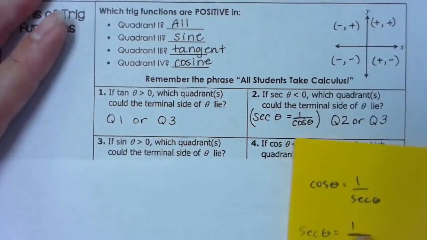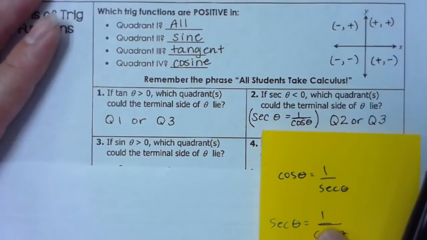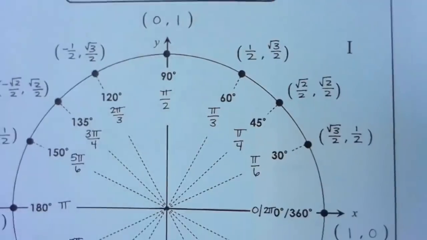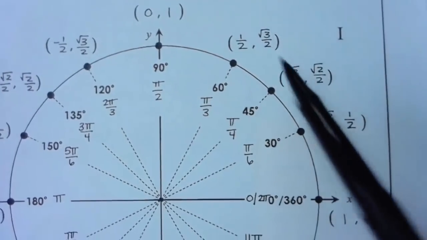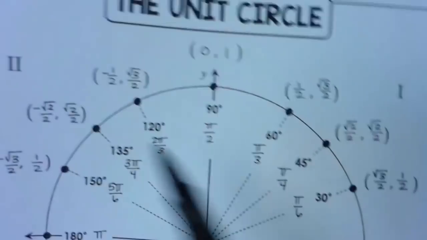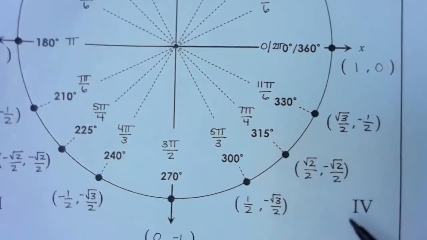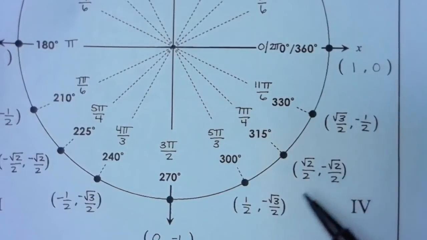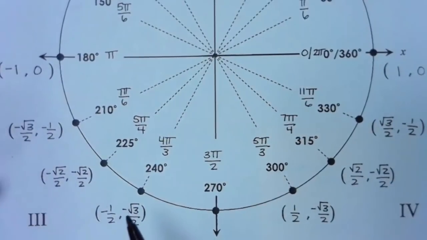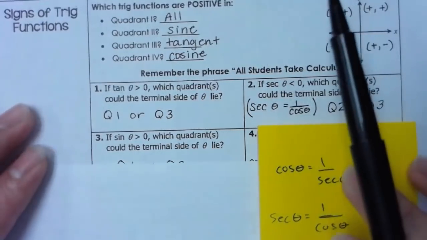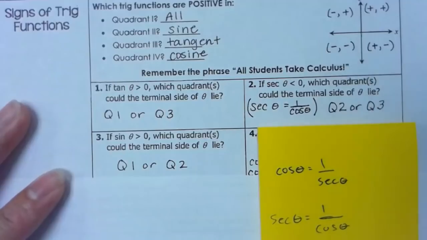The next one says, if sine theta is greater than 0, which quadrants could the terminal side of theta lie on? So we want positive sine values. Here sine is positive, here sine is also positive, quadrant 1 and quadrant 2. Quadrant 4, you can see that sine is now negative, and of course quadrant 3, sine is also negative. So you can't use those. So it's quadrant 1 or quadrant 2.